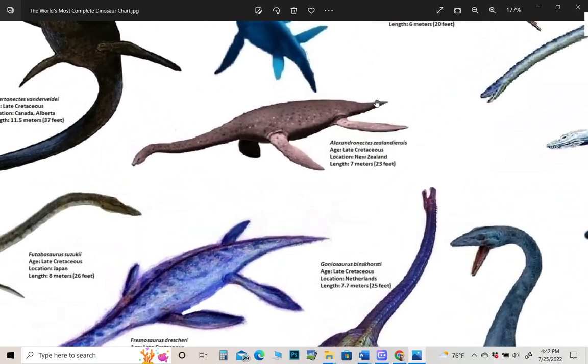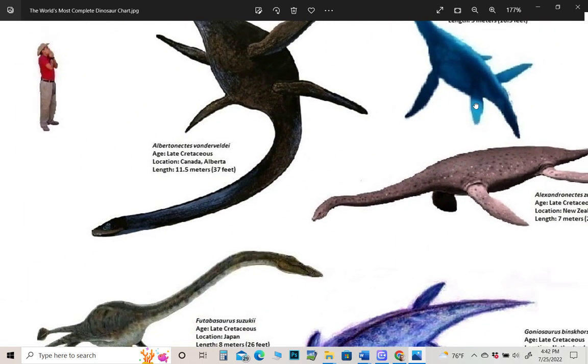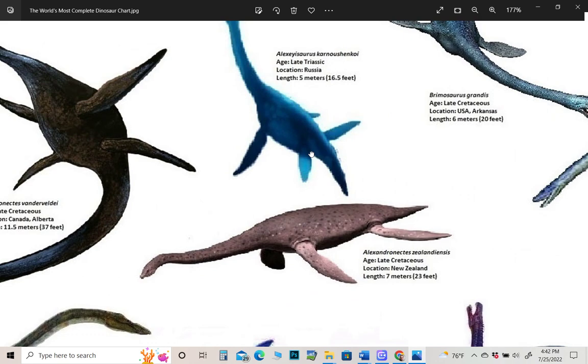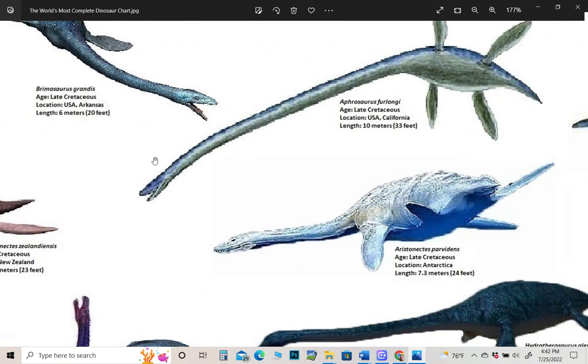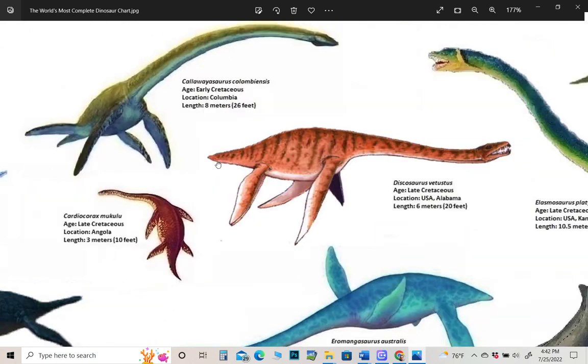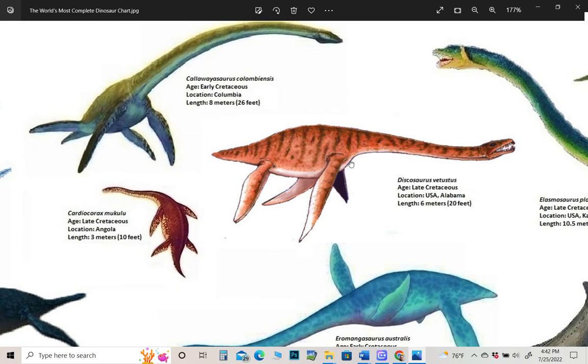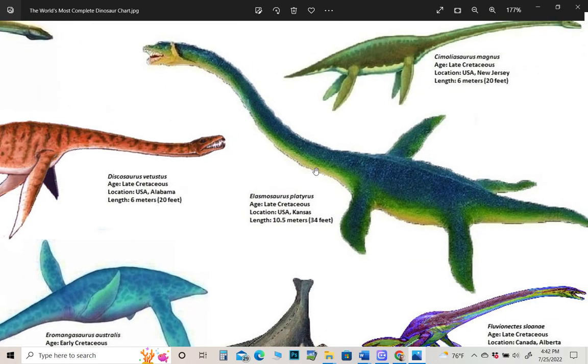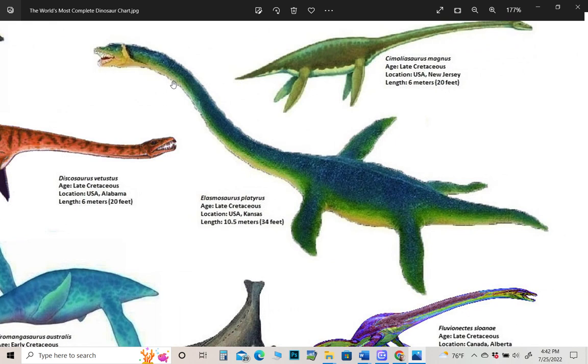but I'm going to try this anyway. Albertonectes, Alexisaurus, Alexandronectes, Brimosaurus, Afrosaurus, Aristonectes, Cardiocorax, Calawasaurus, Discosaurus, Elasmosaurus. There's actually, this one is on the ceiling of the Milwaukee Public Museum in the opening lobby if you're interested.